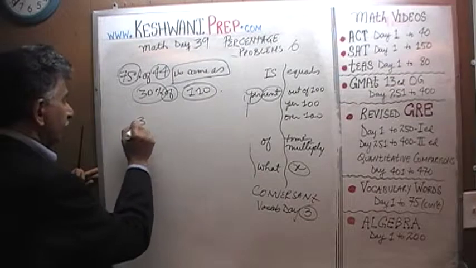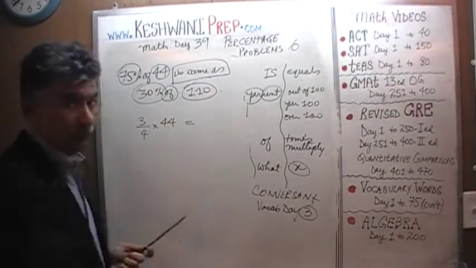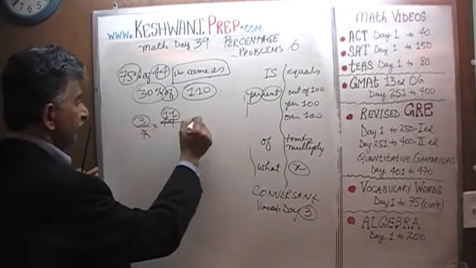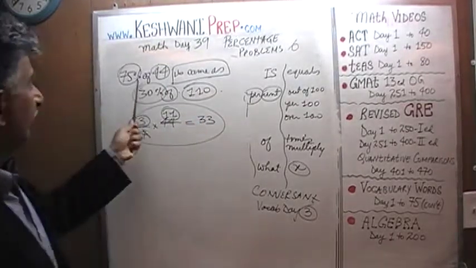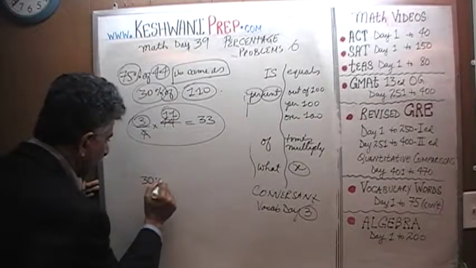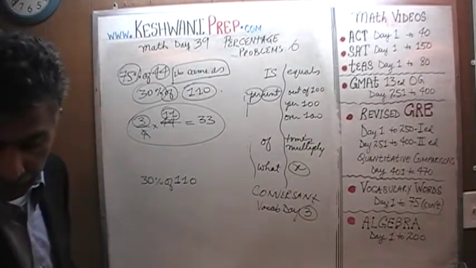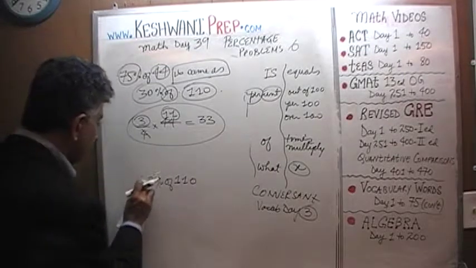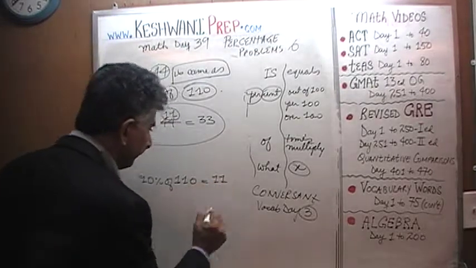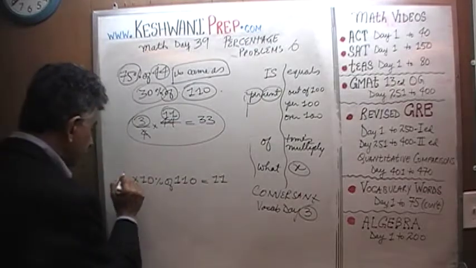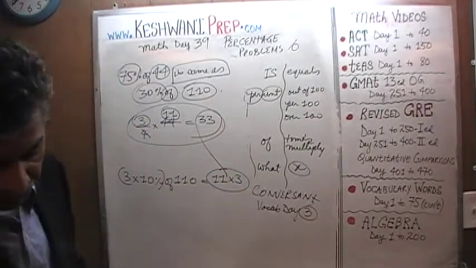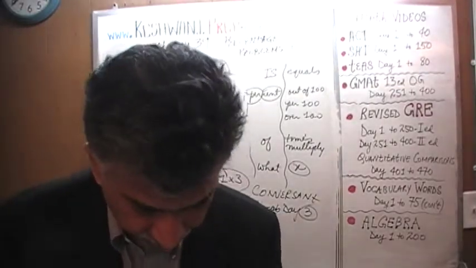Well, 3 quarters of 44 is very simple. The quarter of 44 is 11. 3 quarters is going to be 33. As you can clearly see, if you divide top and bottom by 4, it's 11 times 3, which is 33. So that's the part that we see on the left hand side. Now let's do this part, 30% of 110. Before we worry about 30%, let's ask ourselves, how much is 10%? 10% of 110 is just 11. If 10% of 110 is 11, then it stands to reason that 30% has got to be 3 times as much, which is 33, which is exactly what we claim. It makes perfect sense. It fits.